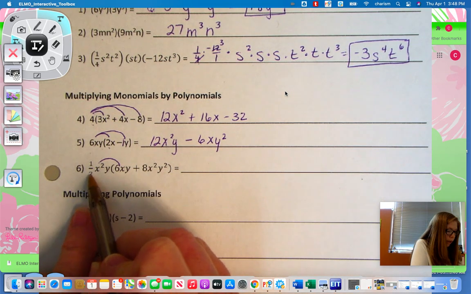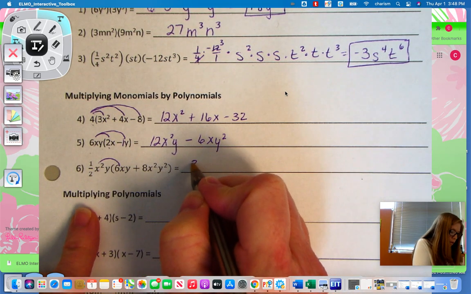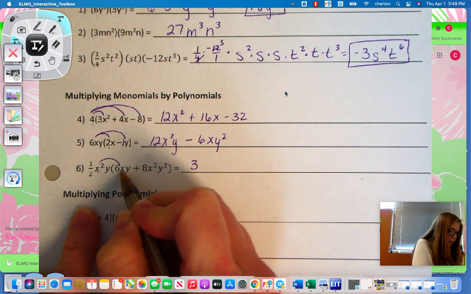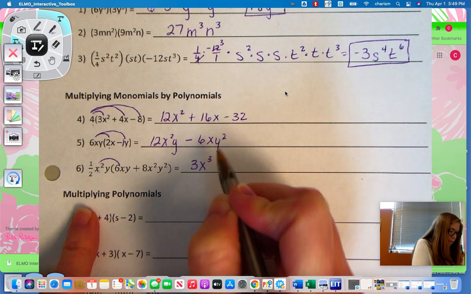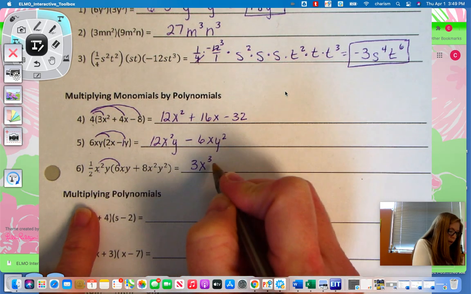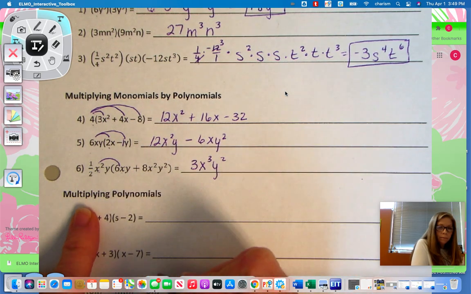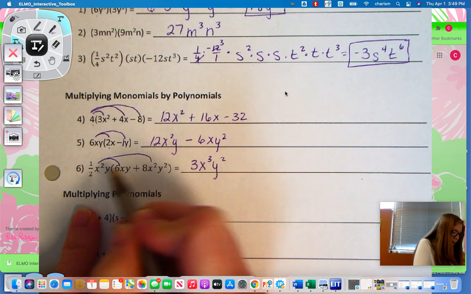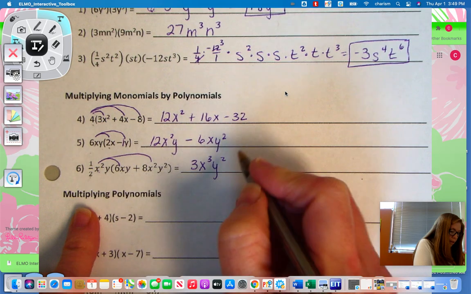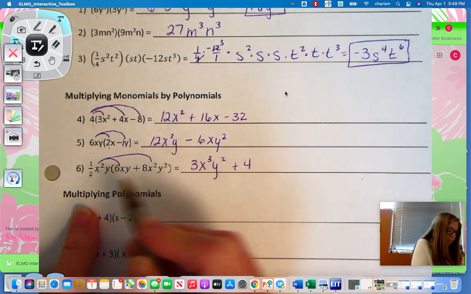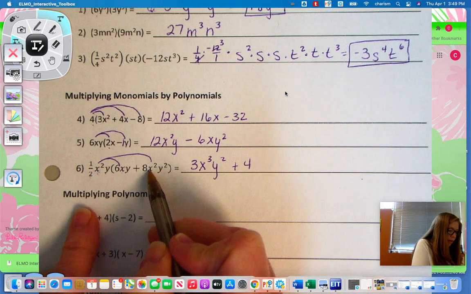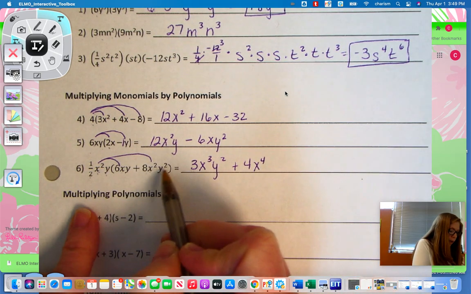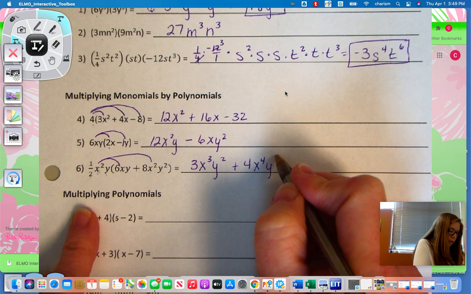So we're going to do 1/2 of 6, which is 3. X squared times the x, right? We have 2 x's and one more, x to the third. And y times y squared. First term done. The next term, we have 1/2 times 8 is a 4. X squared times x squared is x to the fourth. And then y times y squared is y to the third.